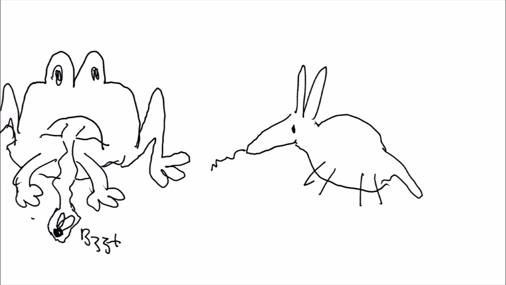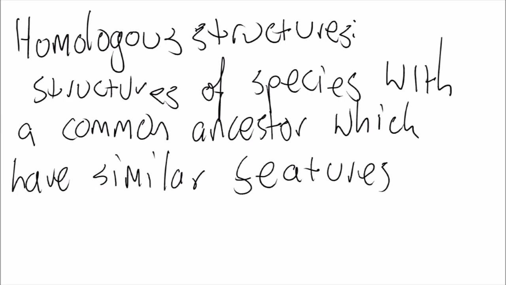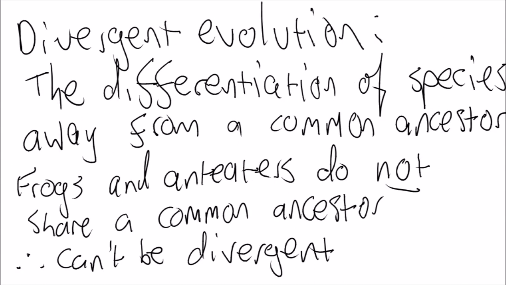No, because homologous structures specifically refer to those from species which share a common ancestor. Is it divergent evolution? Again, no, because divergent evolution also requires a common ancestor. Therefore, the presence of a long sticky tongue in frogs and anteaters can be considered convergent evolution.